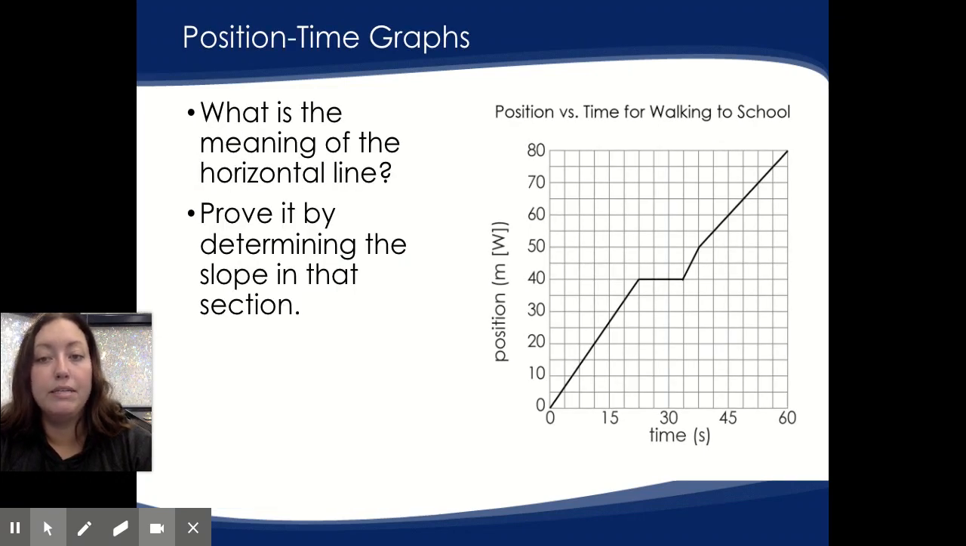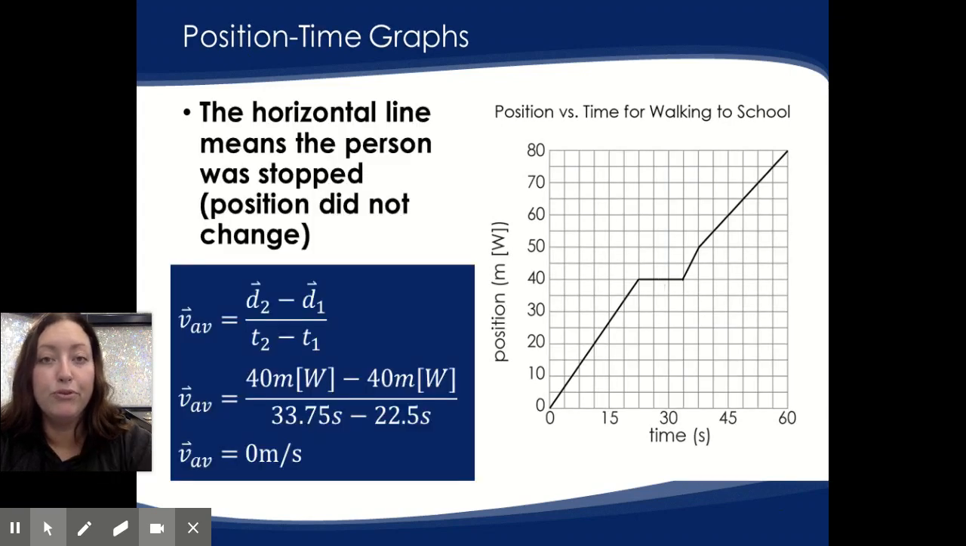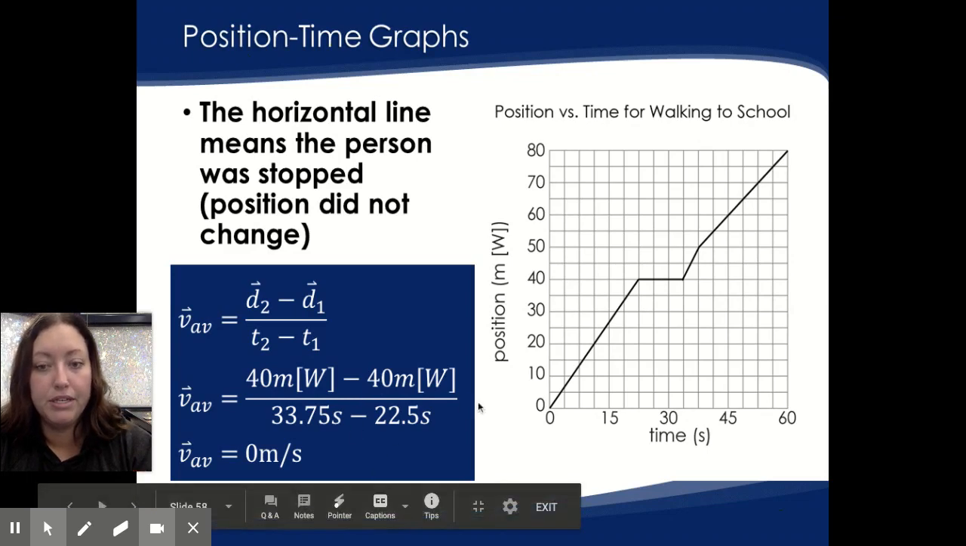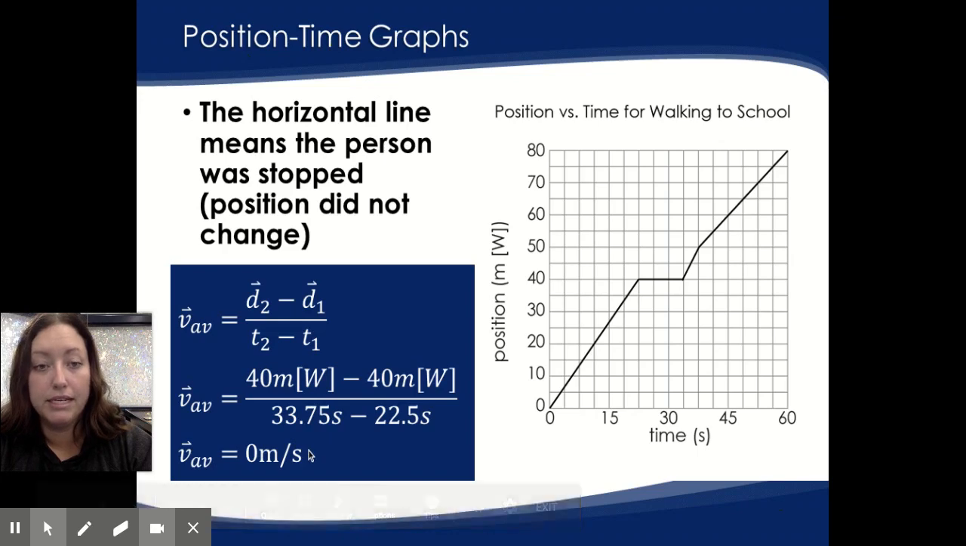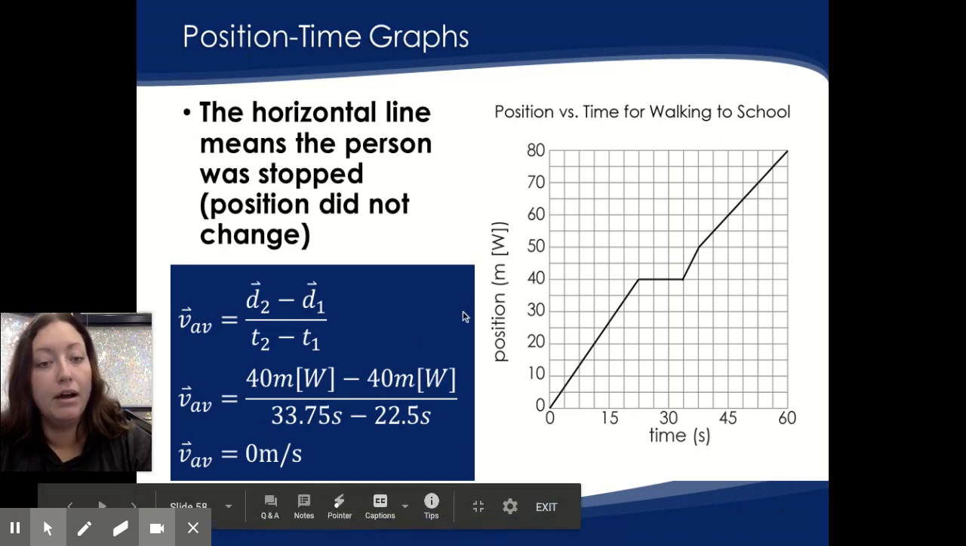Okay, so what is the meaning of the horizontal line? So we already talked about that. It means he stopped. So if you actually try to prove that by calculating the slope, you're going to get 0. Okay, so since your slope is an indication of your velocity, if you have 0, obviously that means you're not moving.